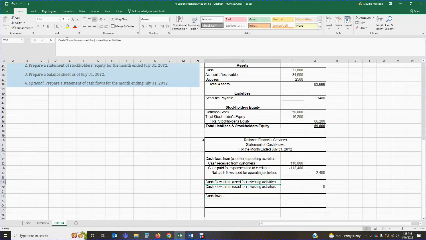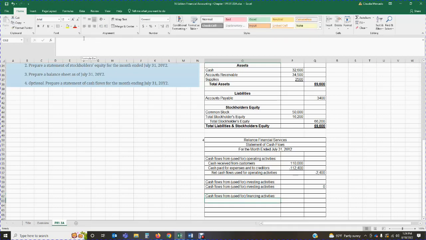Let me make that correction right here. That way they're all the same. Okay, so cash flows from or used for financing activities.